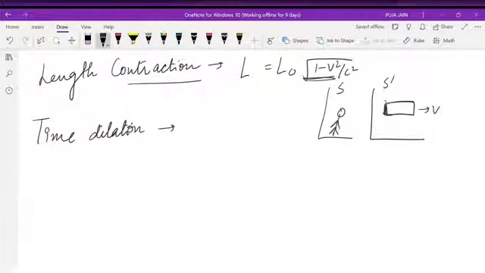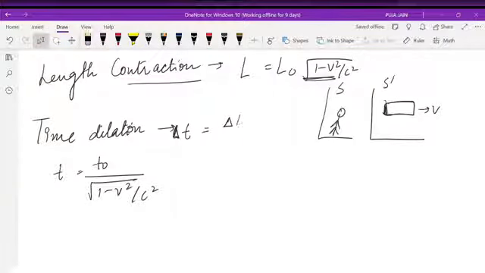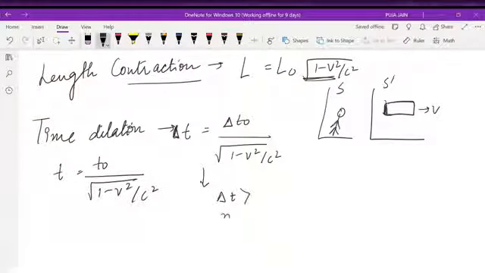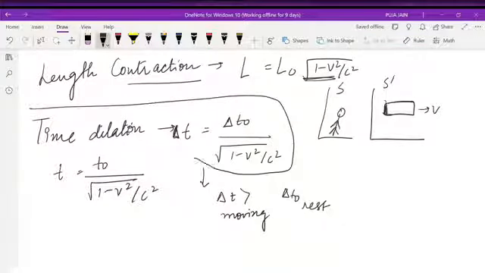Now time dilation means just the opposite. Here we will get the time t, sometimes written as delta t. The formula is the same, and t naught is our time in our S frame. That is also called the proper time. And clearly here we can conclude that our time in the moving frame is greater than our time in the rest frame. So now first we will do some problems related to these formulas.